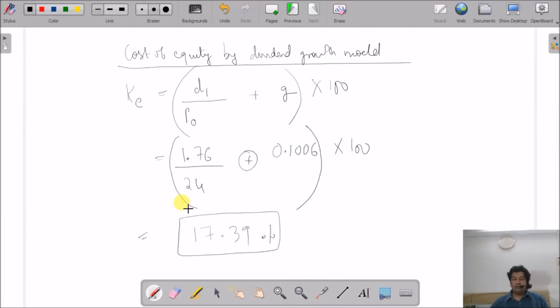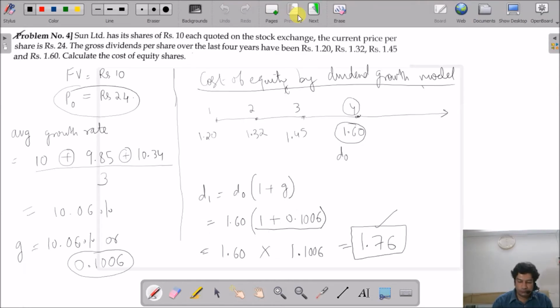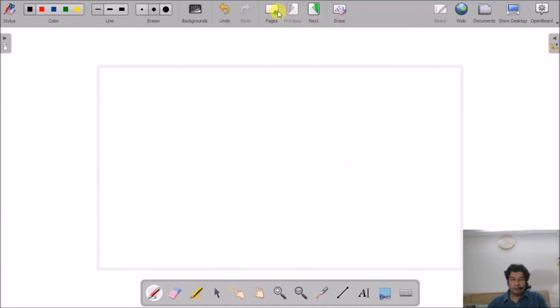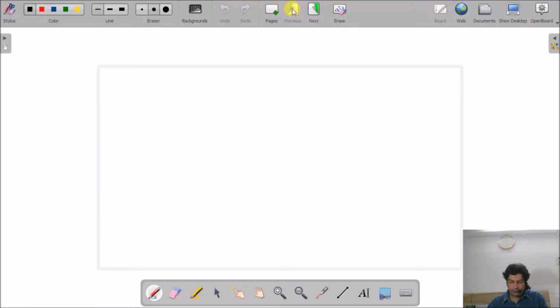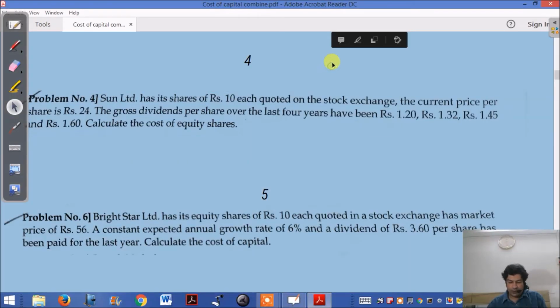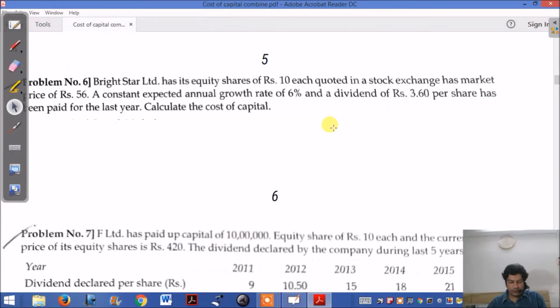So what we have done is the dividend growth model. Here in this sum what you need to remember is that you have to find the growth rate, then you need to find the D1, and then you have to apply the dividend growth model. So I hope I have made myself clear. So I will be erasing this part, then the next part also I will be erasing. I think now there are no parts available. So the fourth sum we have done. Now we are moving to the fifth sum.